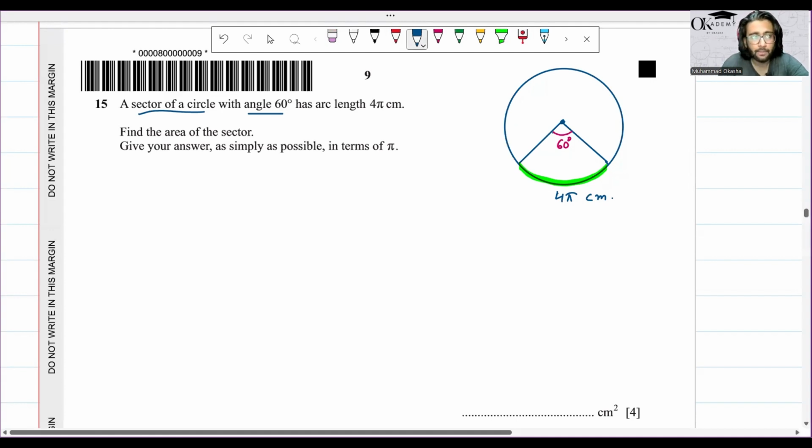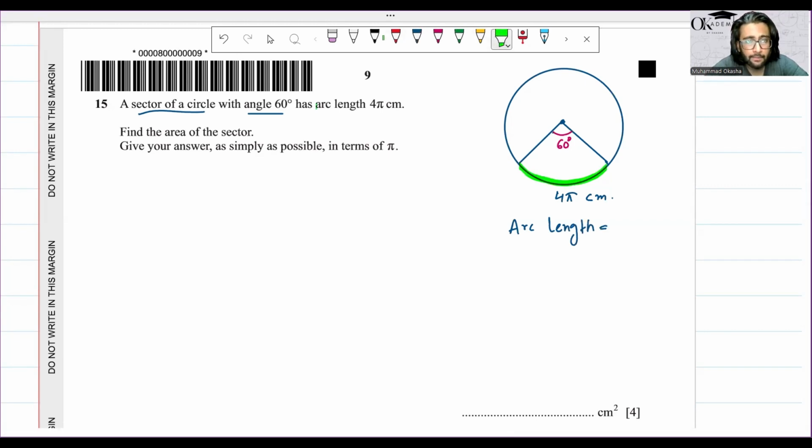What are the formulae? We're given two things. The first thing being talked about is the arc length, and the second thing is the area of a sector. So I should know the formulae for the area of a sector and the arc length. Let me put up the formulae.